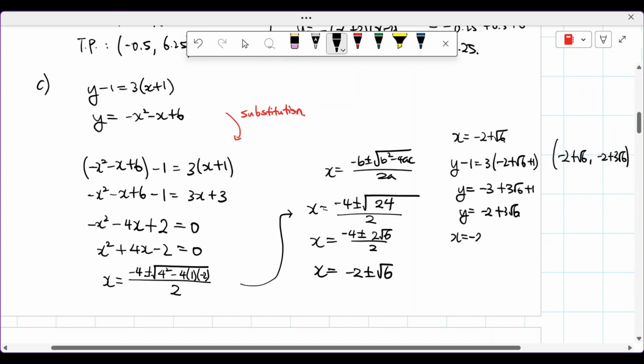If x equals negative 2 minus square root of 6, similar thing. So that's going to be negative 2 minus square root of 6, comma, negative 2 minus 3 square root of 6, close brackets. That's the first question done.